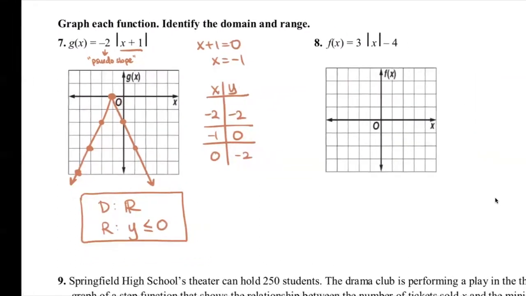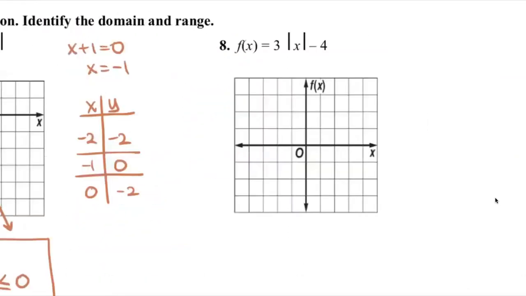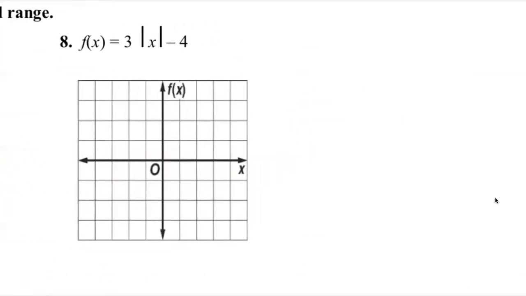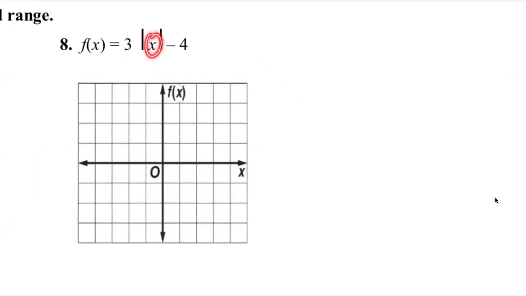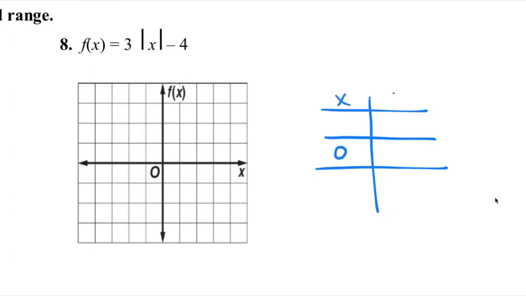All right, why don't you pause the video again, try number 8 on your own, and once you're ready, unpause, see the answer. All right, so here's the answer. Setting x, the inside, to be 0, it's just 0. So when I plug in 0, just go this route. When I plug in 0, I get negative 4.